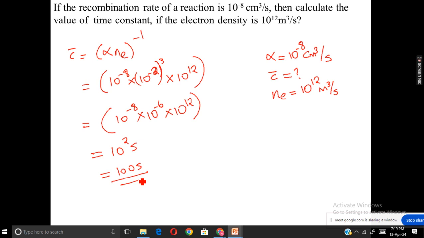So this was a question regarding recombination, to calculate the time constant. The recombination rate and electron density were given. We just had to use the equation tau is equal to (alpha Ne) the whole raised to minus 1. So after substituting, it gave an answer of 100 seconds.